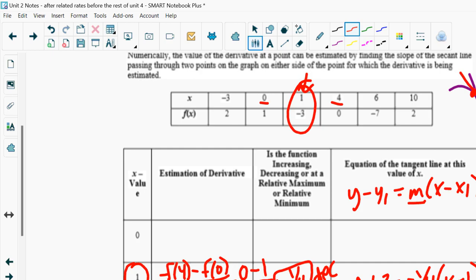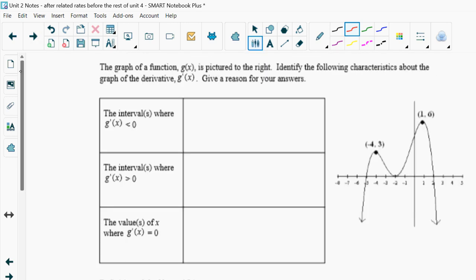Does that answer the questions on both the derivative side and the tangent line side? Okay. I want to do other stuff, so I'm skipping the rest of this, okay? Because I want to talk more about the graphs.